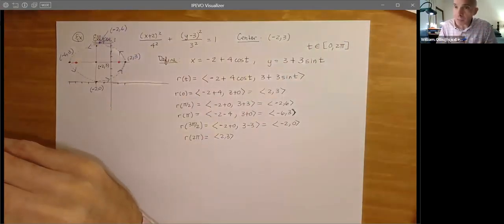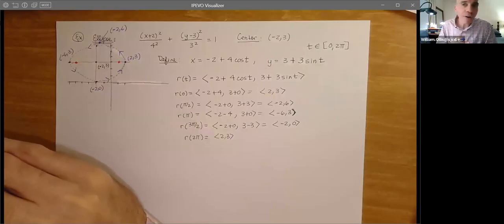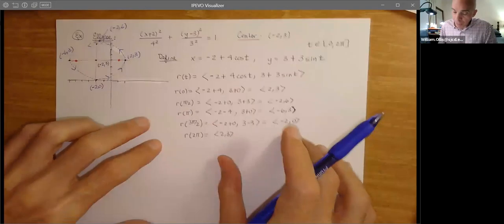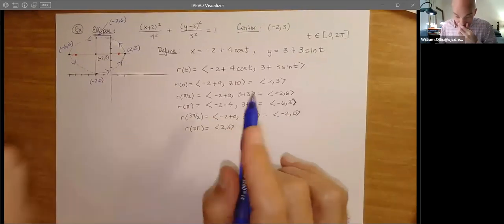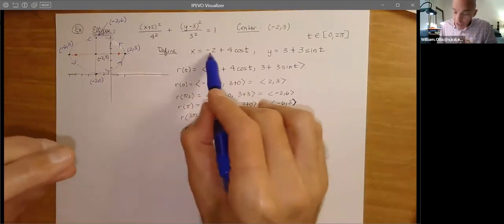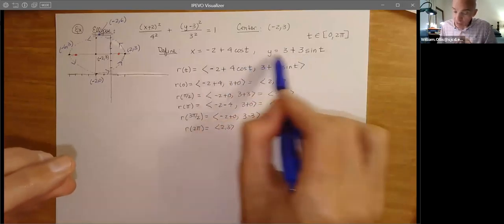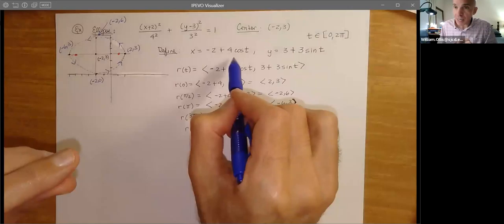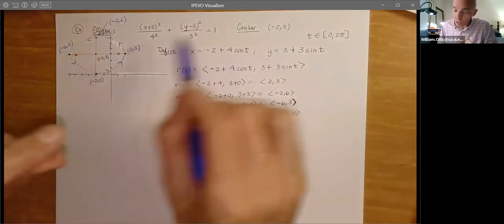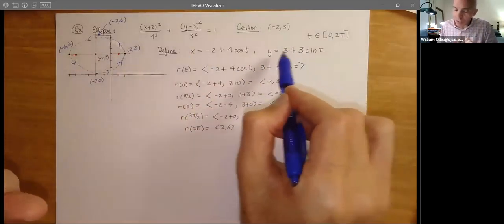So you build a traversal path just using some basic trig functions. This you can generalize, just like we generalize for a circle. You can generalize this with an H and a K and an A and a B and have an automatic parameterization of any ellipse. So this is really very straightforward because it just utilizes what you already know.